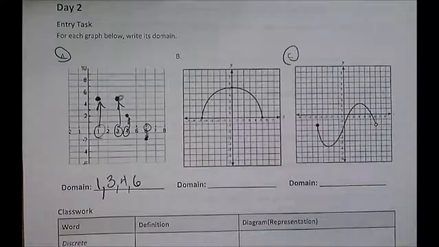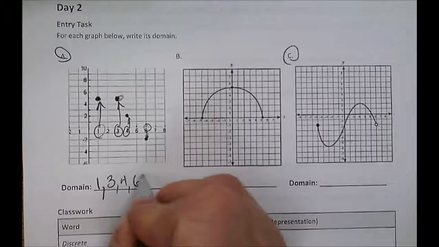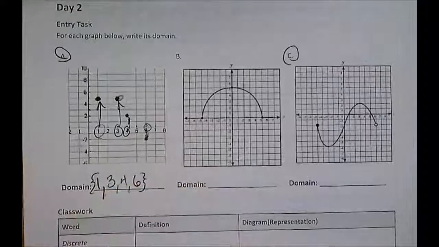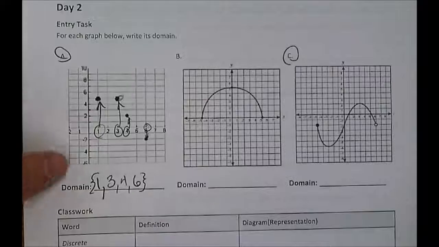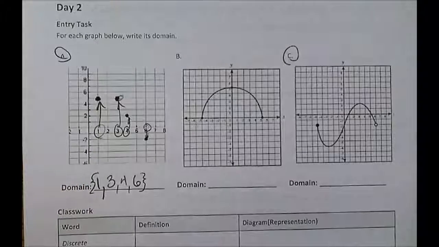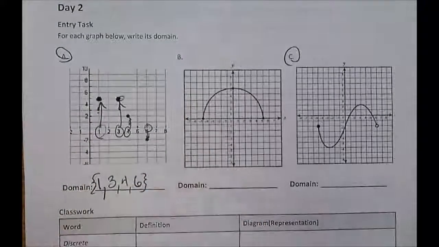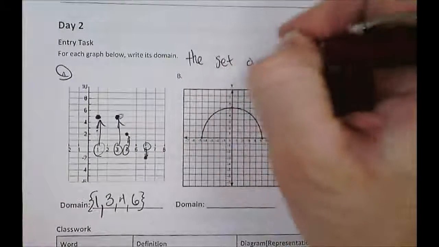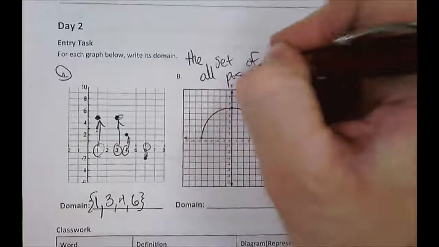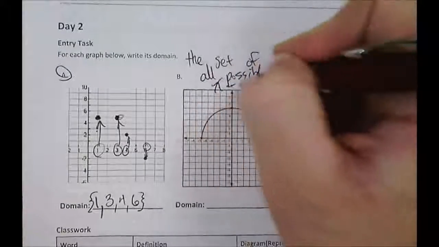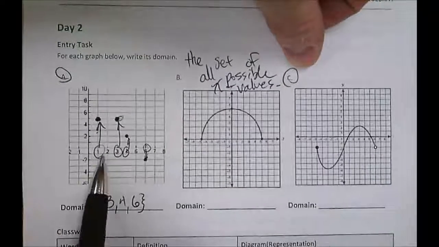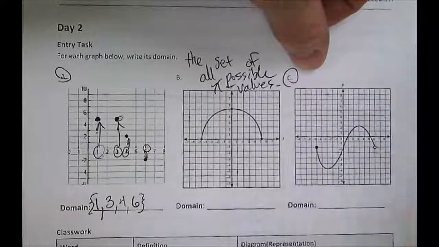To finalize your response for the domain when you're trying to list a set of objects or a collection of objects, we use these little curly brackets. And a lot of people say, I can't make those, and so neither can I. The domain, the collection, the set of all possible x values. So I'm going to do part C as I change my discussion from A to this question.